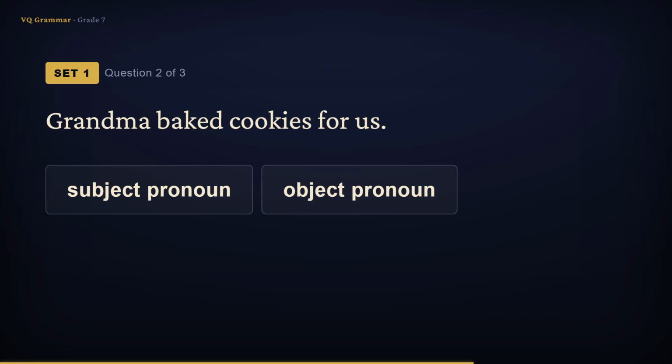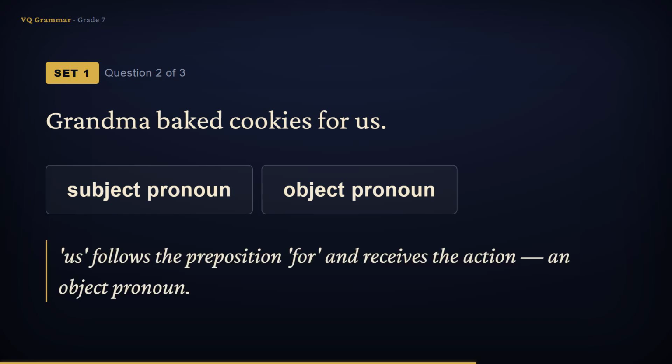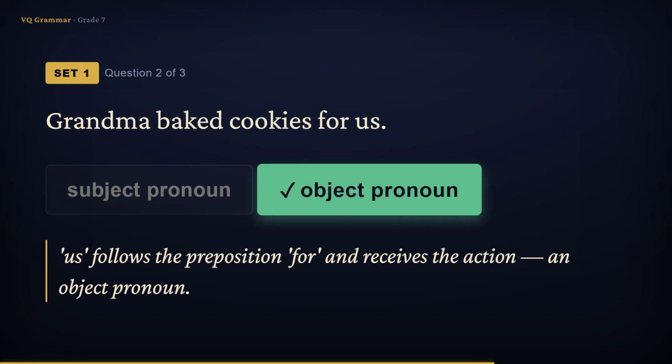Grandma baked cookies for us. The pronoun here is us. Who bakes? Grandma, not us. The word us comes after the preposition for, and it receives the action, so it's an object pronoun. So the answer is object pronoun.